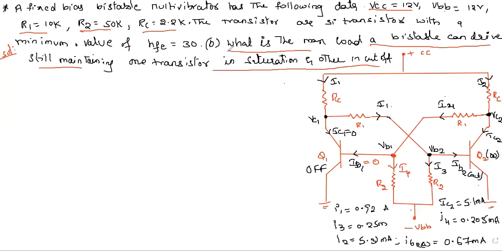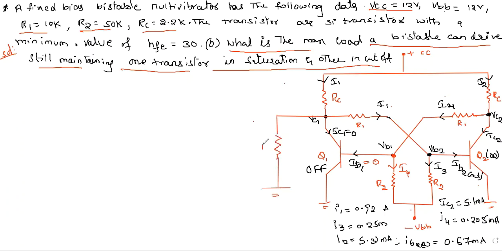For the same problem, another question is: what is the maximum load a bistable multivibrator can drive, still maintaining one transistor in saturation and the other in cutoff? So here the question is, I am going to attach a load at this particular node Vc1, so that some current of this I1 may enter into this load. But here the condition is that the states of these transistors should not be altered. So here I am attaching a load.